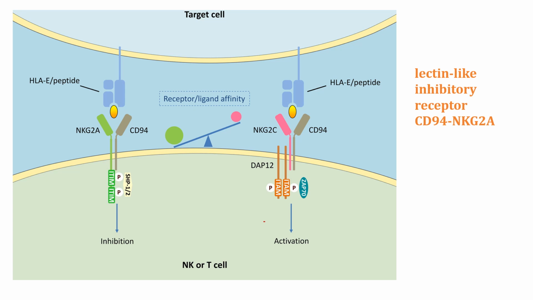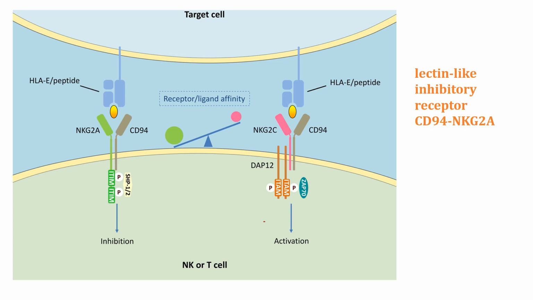Phosphorylated ITIMs are responsible for recruiting and activating the intracellular phosphatase SHP1/2, therefore delivering negative signals to the cells and signaling the NK cell or T cell to inhibit cell cytolysis.